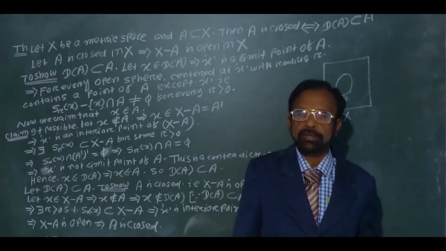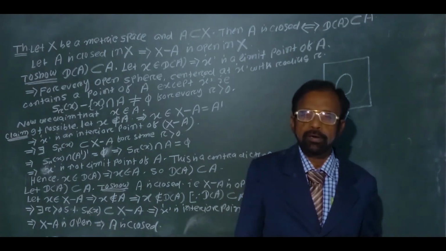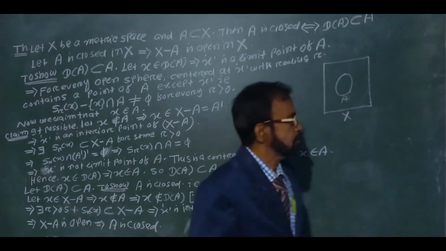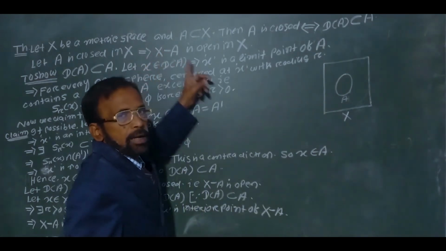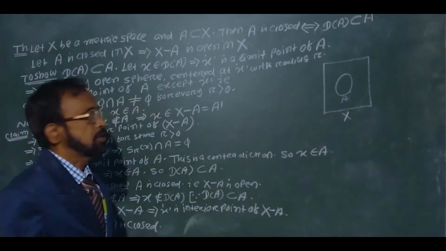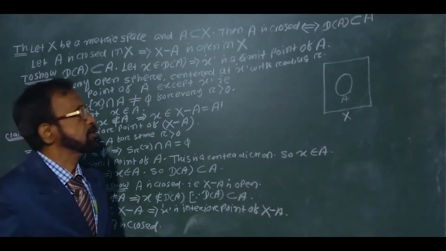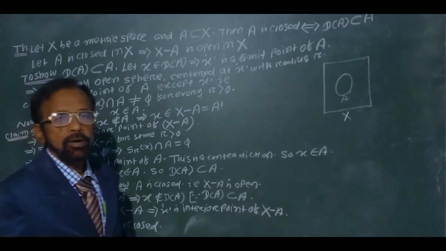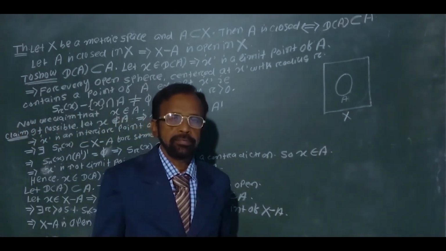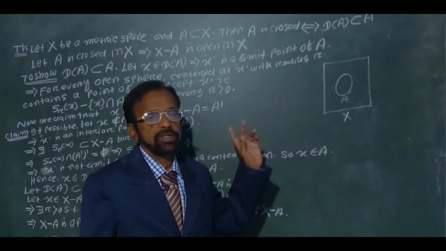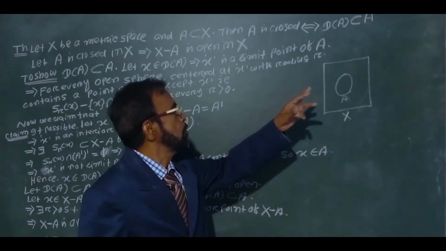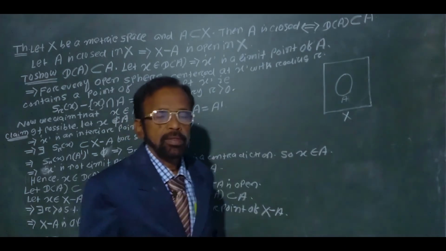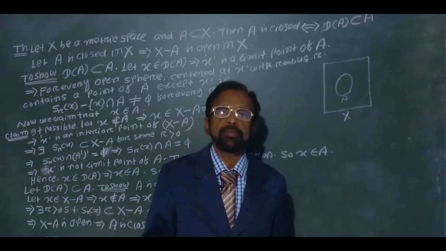Now we prove a theorem, the most important theorem, which states that: let X be a metric space and A a subset of X. Then A is closed in X if and only if it contains all its limit points. That means A is closed in X if and only if dA is a subset of A, where dA stands for the set of all limit points of A.